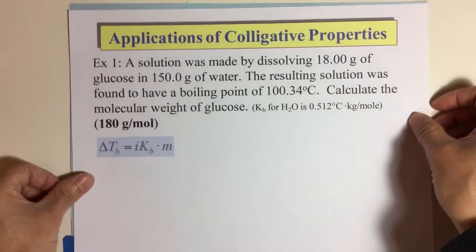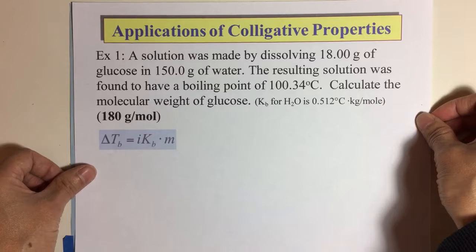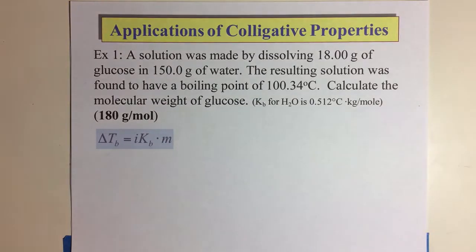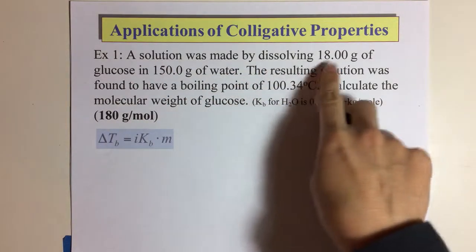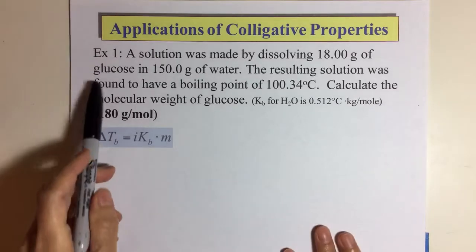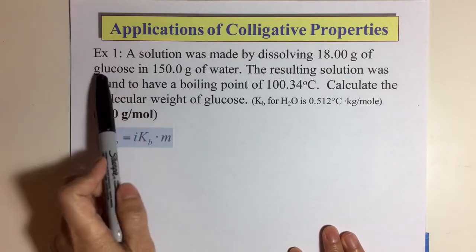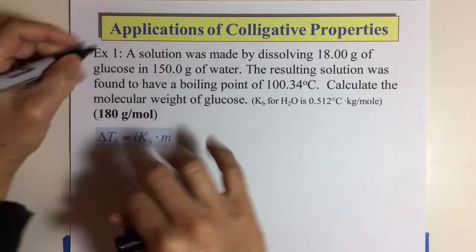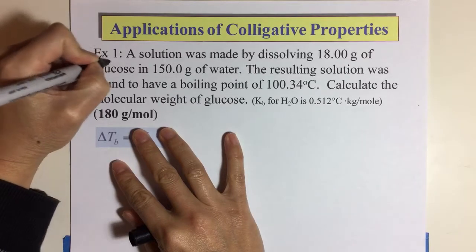So let's go ahead and do some problems. So when I complete these problems, I'm not married to the equation. I'm really looking at my units and the representation of those units. So the first one says a solution is made by dissolving 18 grams of glucose. So here's my solute, and in a problem, I like to identify them.